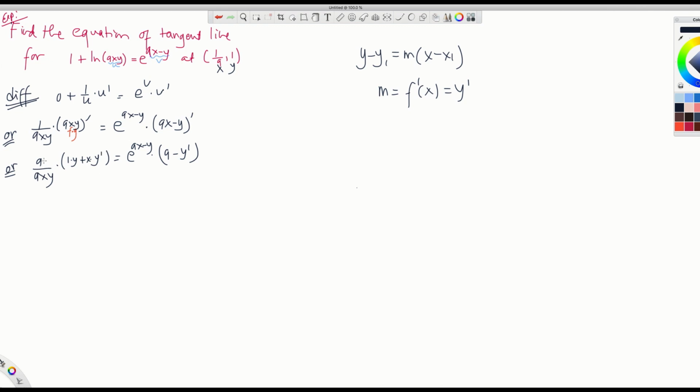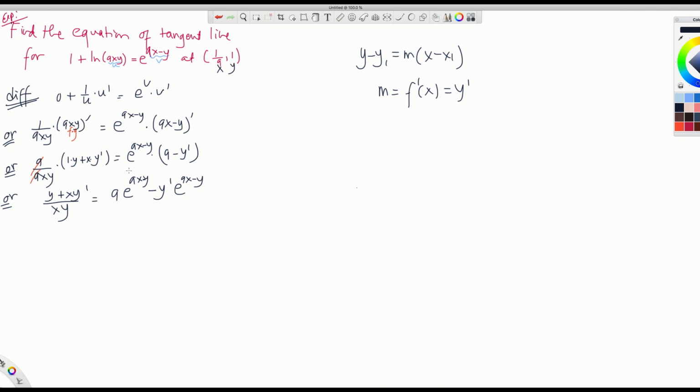Okay, so let us simplify that. You can divide that 9 by 9. So what is left is 1 over xy, right? So y plus xy prime, y plus xy prime divided by xy equals 9 e to the 9x minus y. I'm distributing this to both of those, minus y prime e to the 9x minus y. I'm sorry about that. 9x minus y.